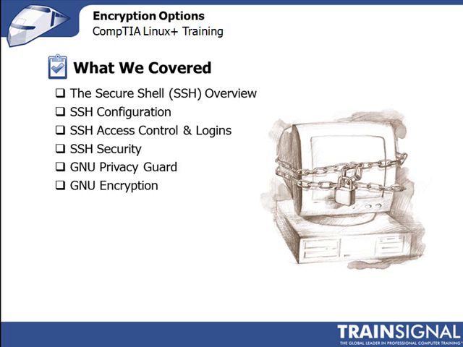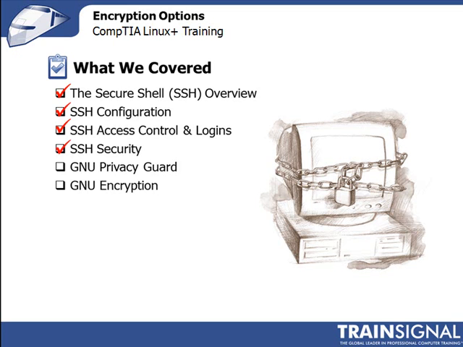So in this lesson, we started with an overview of SSH that talked about its origins and how it improves upon Telnet with its built-in encryption. Then we talked about SSH configuration, including file locations and the associated options. Next, we reviewed SSH access control and logins, and how firewalls, TCP wrappers, and the nologin file can be used to restrict server access, and also, besides usernames and passwords, how to use the no password and SSH login options.